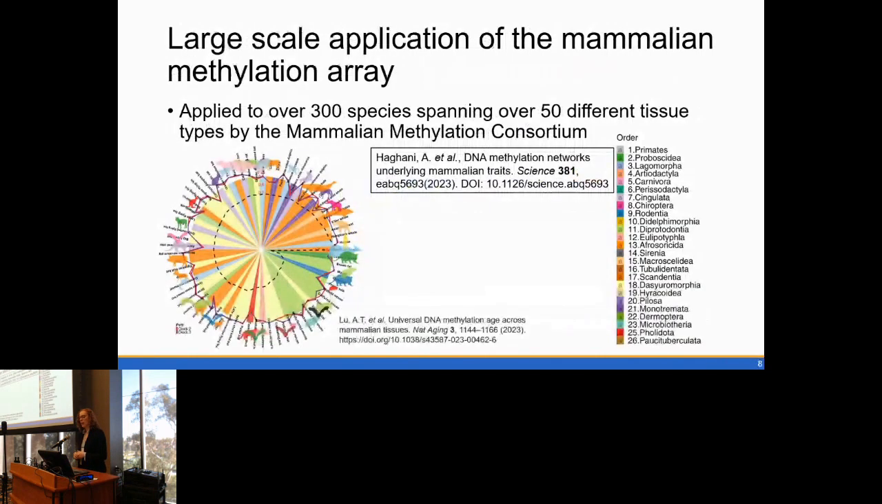This array has been applied to over 300 species spanning over 50 different tissue types. This data, published in this Science paper highlighted here, has been applied to studies of aging across species.